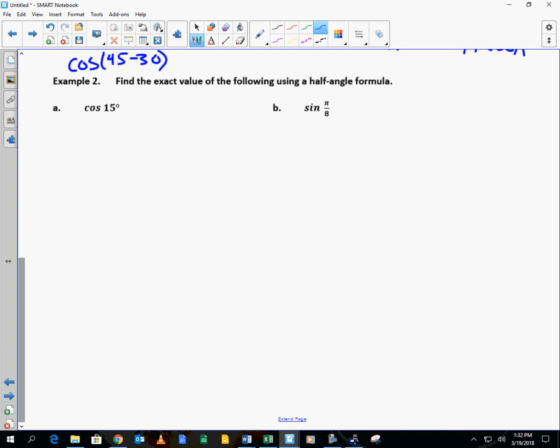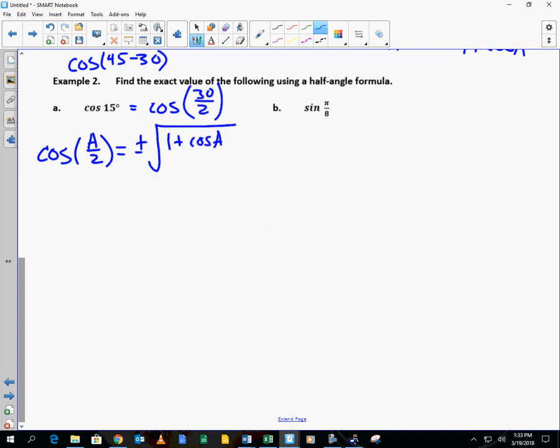Good for you, okay? But now, instead of doing addition and subtraction, we're going to do a half angle formula. So what angle do you divide in half in order to get 15? So I could rewrite this as cosine of 30 over 2. Well, hopefully I have a formula that models that type of problem. And I do. It says if you take the cosine of an angle divided by 2, that's equal to plus or minus the square root of 1 plus cosine of the angle all over 2.